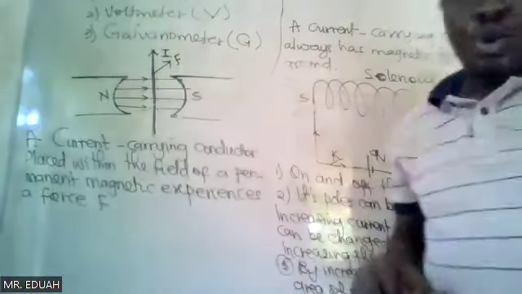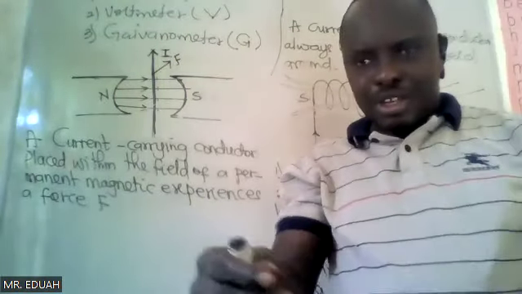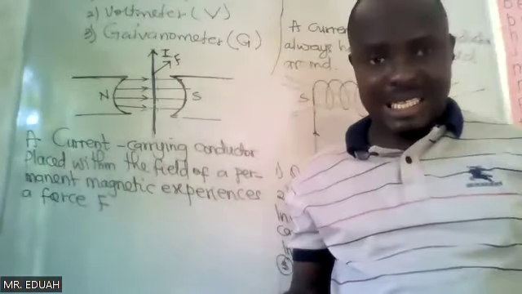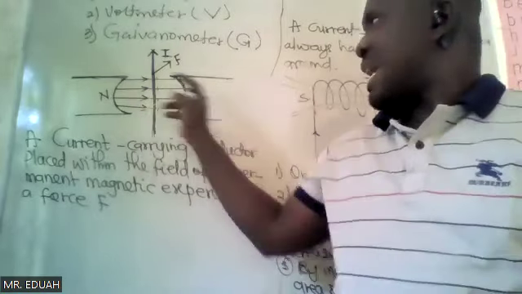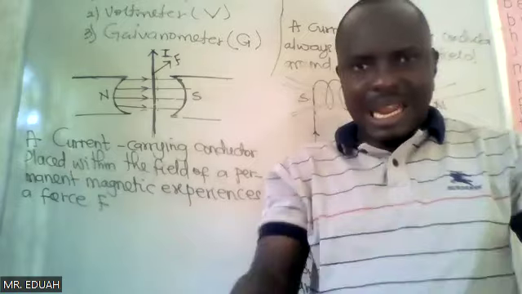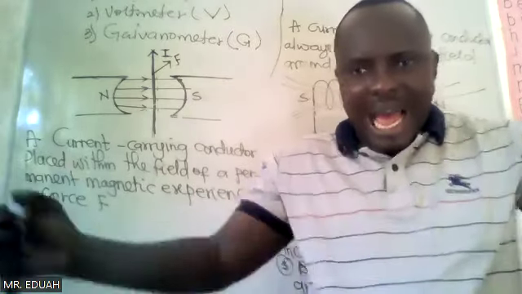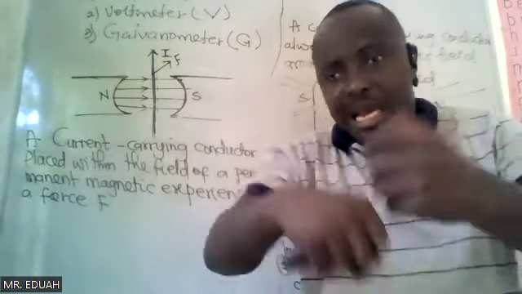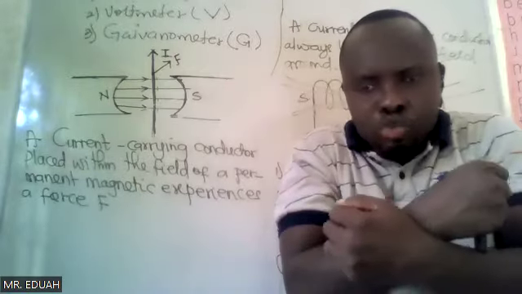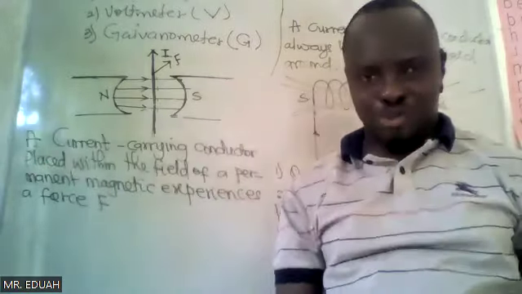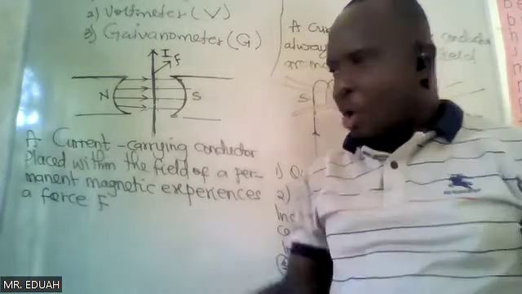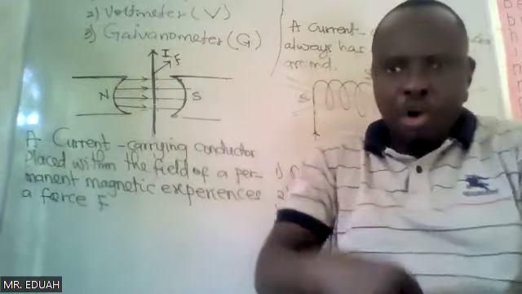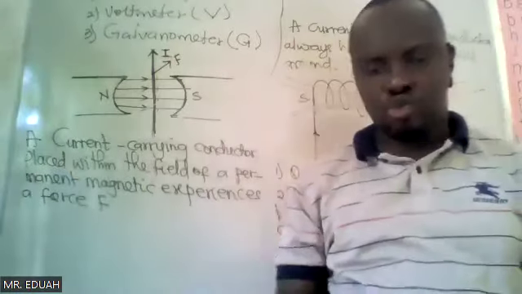This is because the current carrying conductor itself is an electromagnet. It's a temporal magnet. Then the permanent magnet is another magnet. Now, when two magnets come together, they will either attract or repel. So the movement is as a result of either the attraction or repulsion of the two, the resultant force between the two.